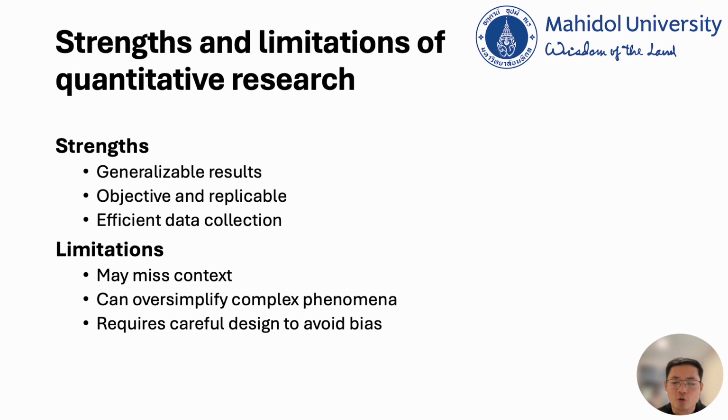On the other hand, quantitative methods may miss important context. For example, numbers cannot always explain the why behind behaviors. They may also oversimplify complex social issues, reducing them to variables and scores. And finally, quantitative studies require careful design. Poor instruments or biased sampling can lead to misleading results. Understanding these strengths and limitations helps us choose the right methods for the right question.